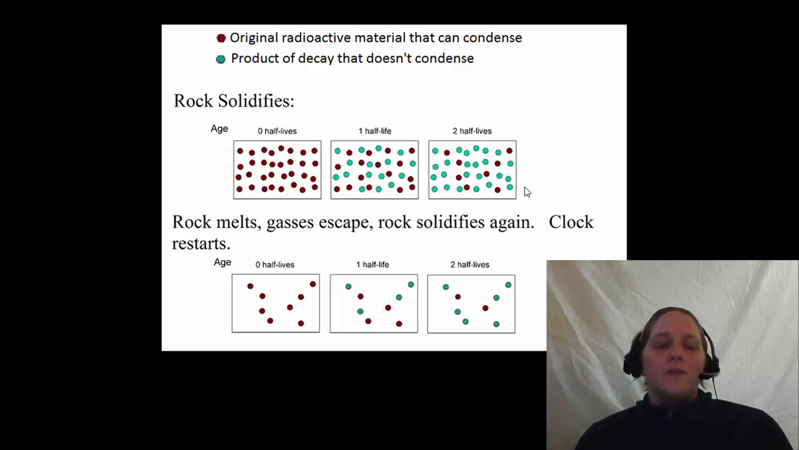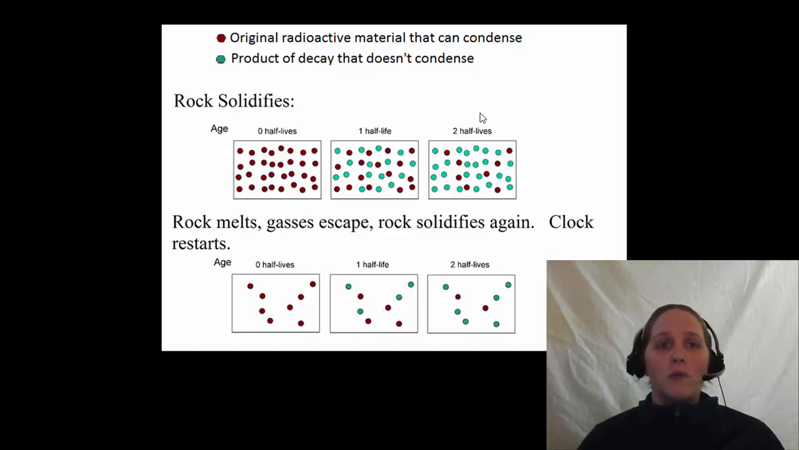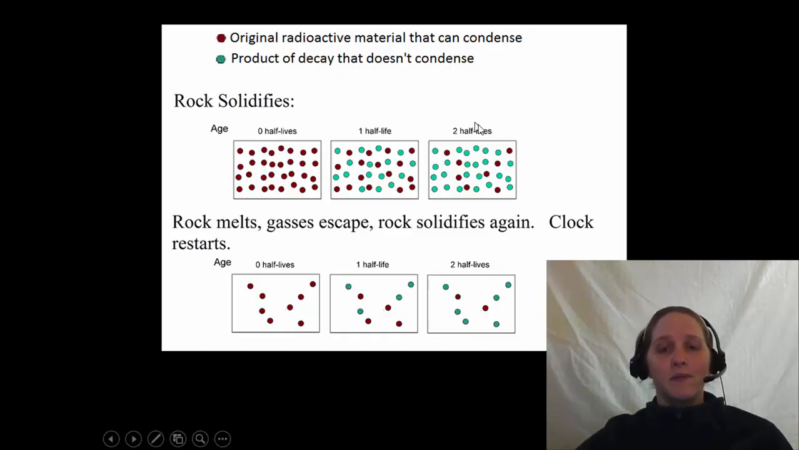So all you really have to do is compare the ratio of red dots to blue dots, and that tells you how long the rock has been solid. And the half-life of potassium is about 1.25 billion years. So to go from here to here is 1.25 billion years. To go from here to here would be 2.5 billion years. So when you're radioactively dating rocks, you find a pair of chemicals that are related in this way, a parent radioactive chemical and the daughter, what it's going to change into, and you just compare the ratios.